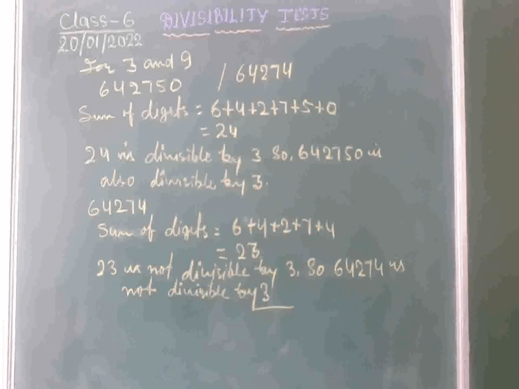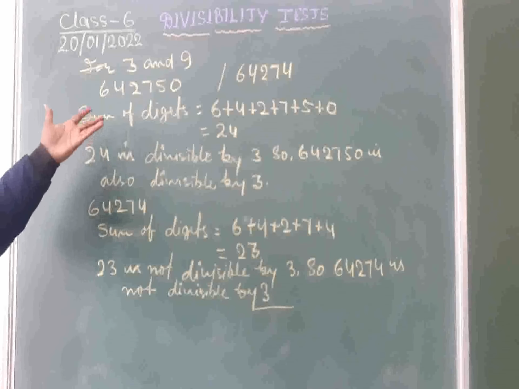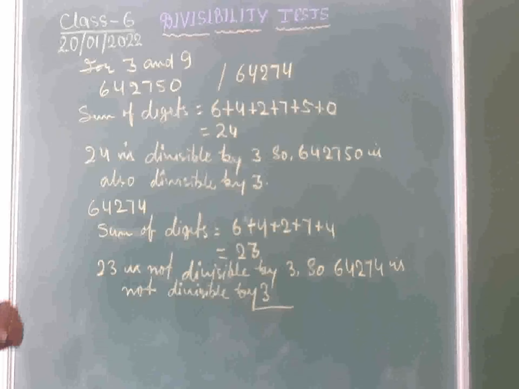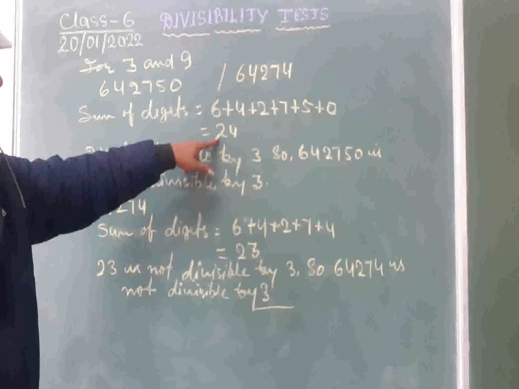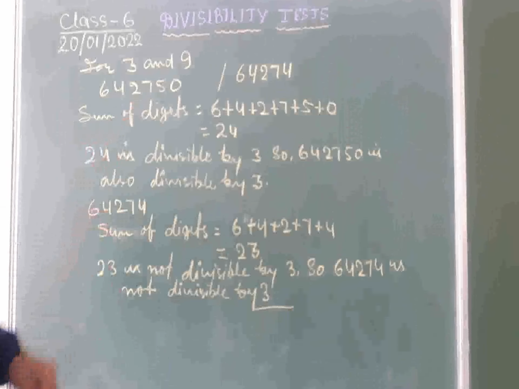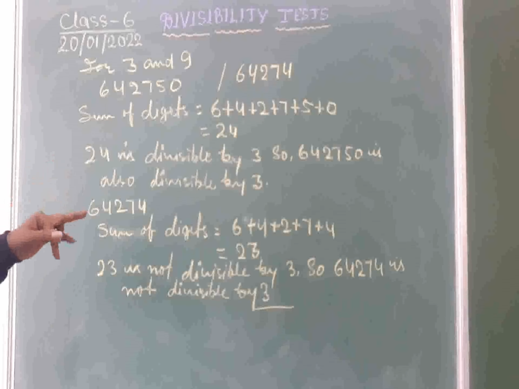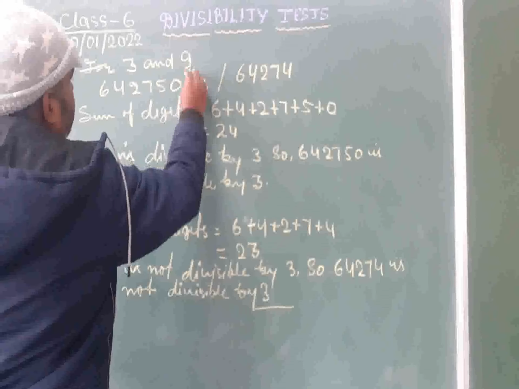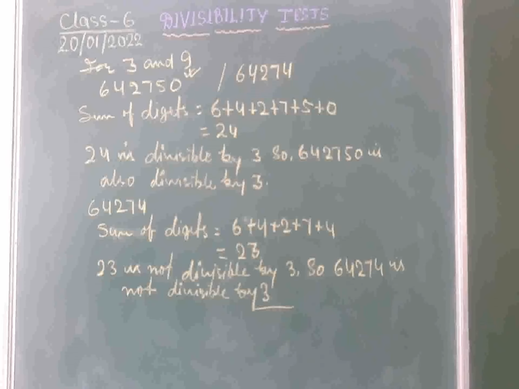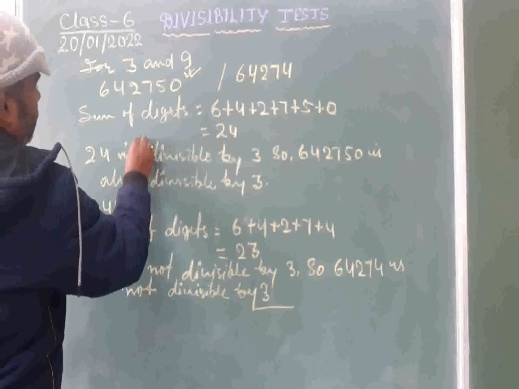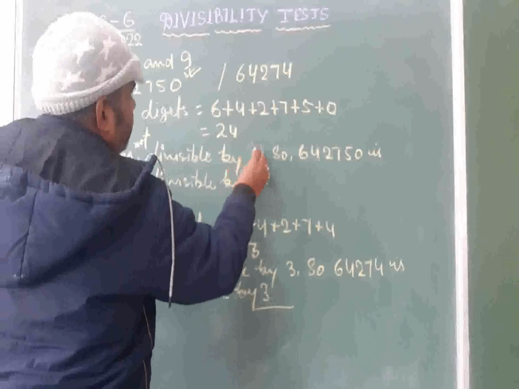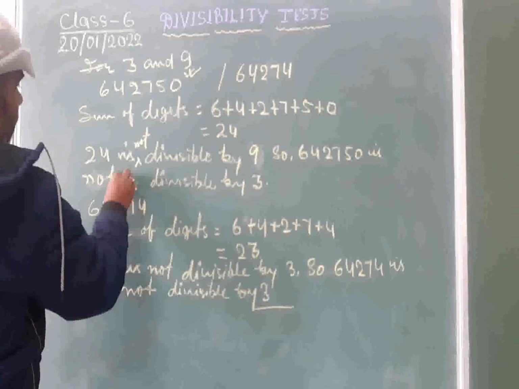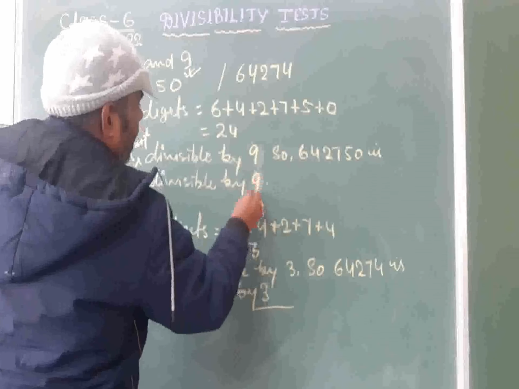Simply, for 3 or 9, we have to check the sum of digits. Same question: this number is divisible by 3. But when you ask whether this number is divisible by 9 or not, we know very well that 24 never comes in the table of 9. So if we are asked whether this number is divisible by 9, we simply write: 24 is not divisible by 9, so this number is not divisible by 9. Thus we have to change the number we ask about.